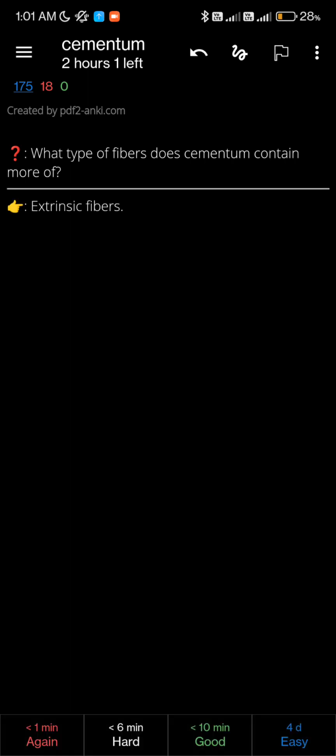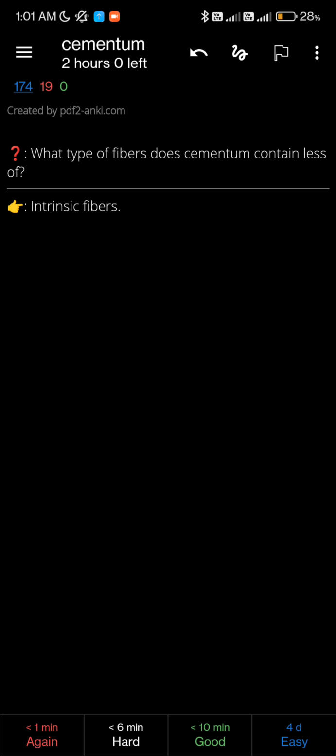What type of fibers does cementum contain more of? Cementum contains more extrinsic fibers, which are collagen fibers. What type of fibers does cementum contain less of? It contains fewer intrinsic fibers.